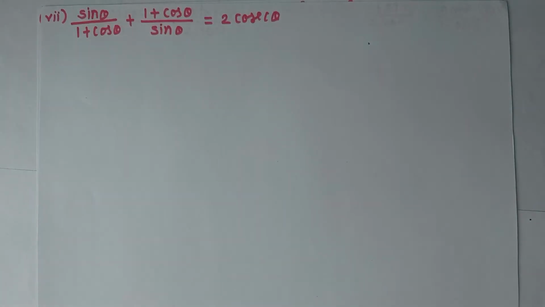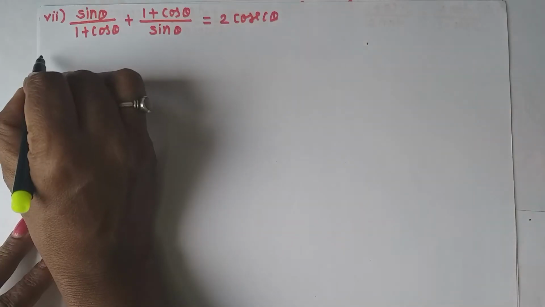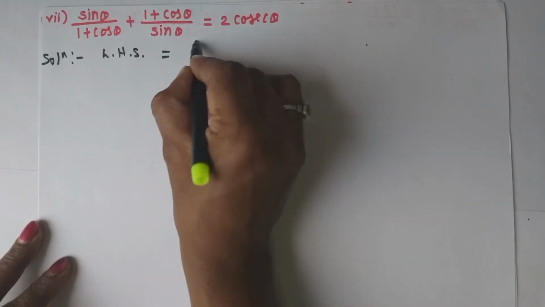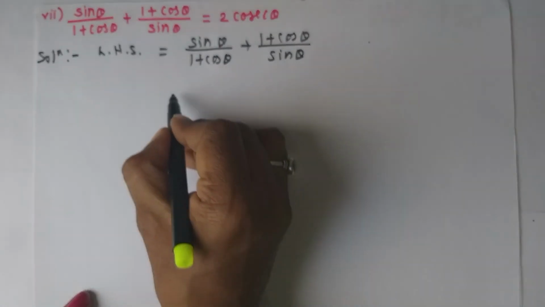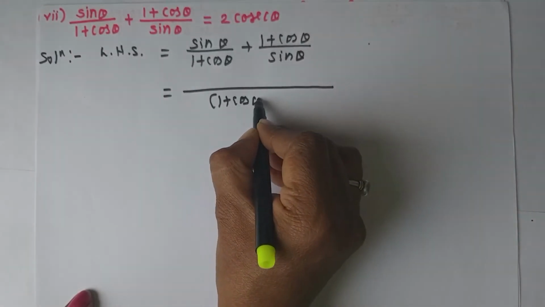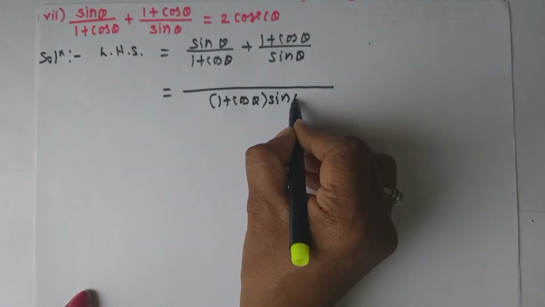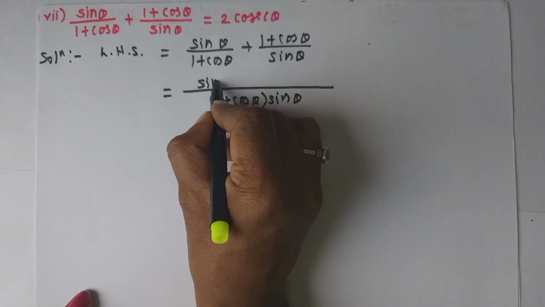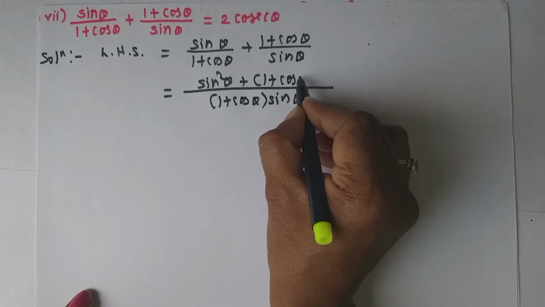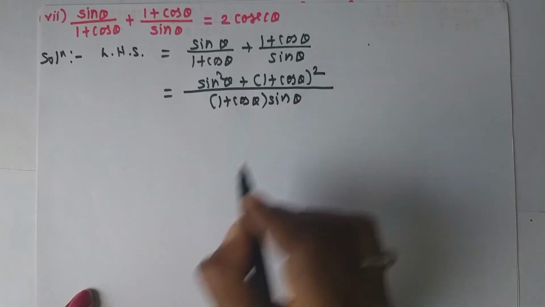sinθ divided by (1 + cosθ) plus (1 + cosθ) divided by sinθ is equal to 2 cosecθ. In the solution, you take the left hand side, write down that as it is. Now, I will take LCM. The LCM will be (1 + cosθ) into sinθ. Now, you take the cross multiplication. This will be sin²θ, and here (1 + cosθ) in the bracket and its square.